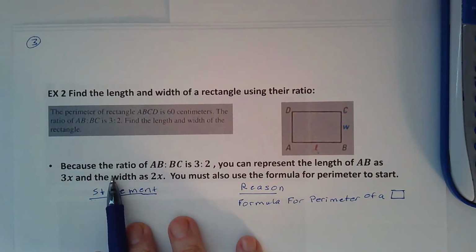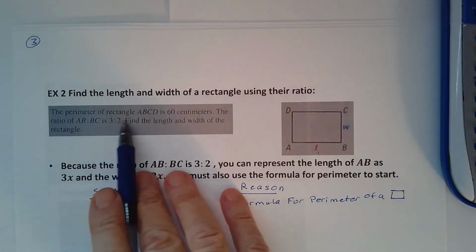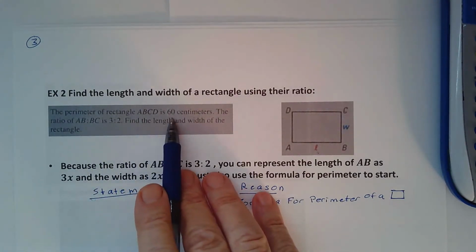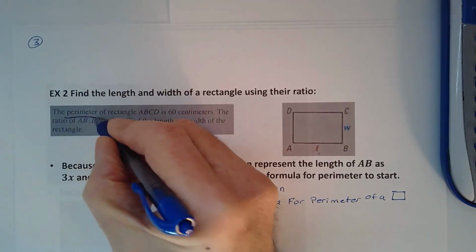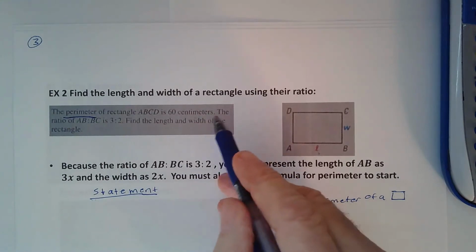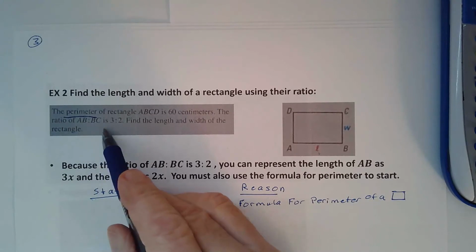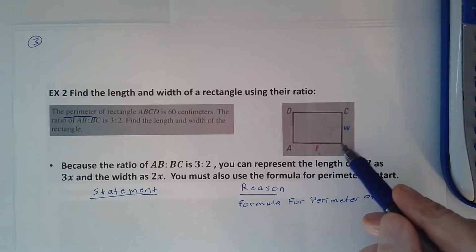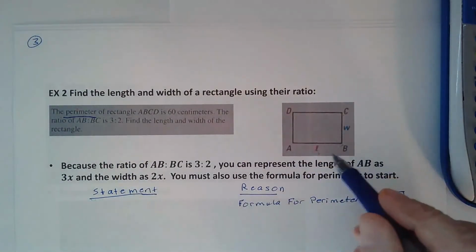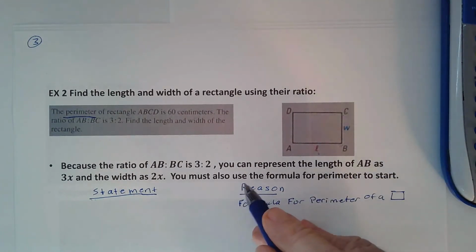at this point, because we're going to use the formula for perimeter to work this. Why? Because it says the perimeter of rectangle ABCD is 60 centimeters. So they tell you that, perimeter. And there's a reason for that. We have to figure out what it is. The ratio of AB to BC, so this to this, length to width, is 3 to 2. All right, so they give you that information.